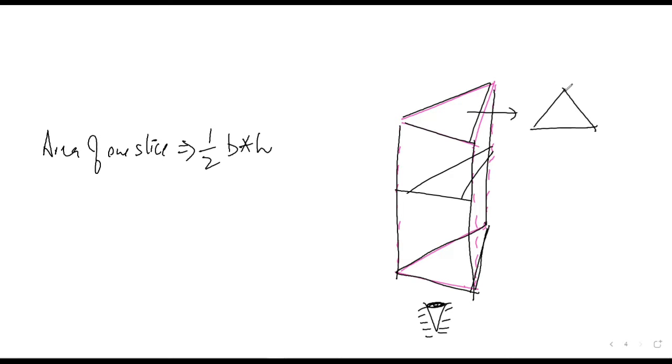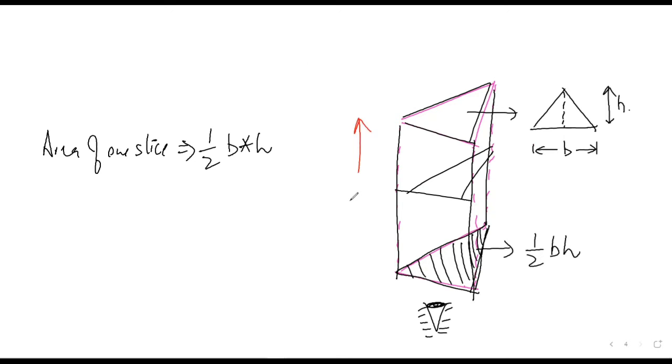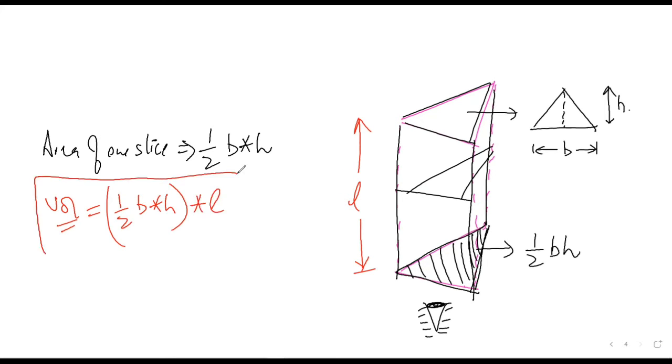In this case, let me assume that this is base and this is height. Mr. Satya, is it okay? Yes, sir. So I am able to find the area of this slice. Area of one slice is half base into height. Now, if this is the total length of the prism, then the volume would be equal to half base into height, whole multiplied by L. Do we agree to this?